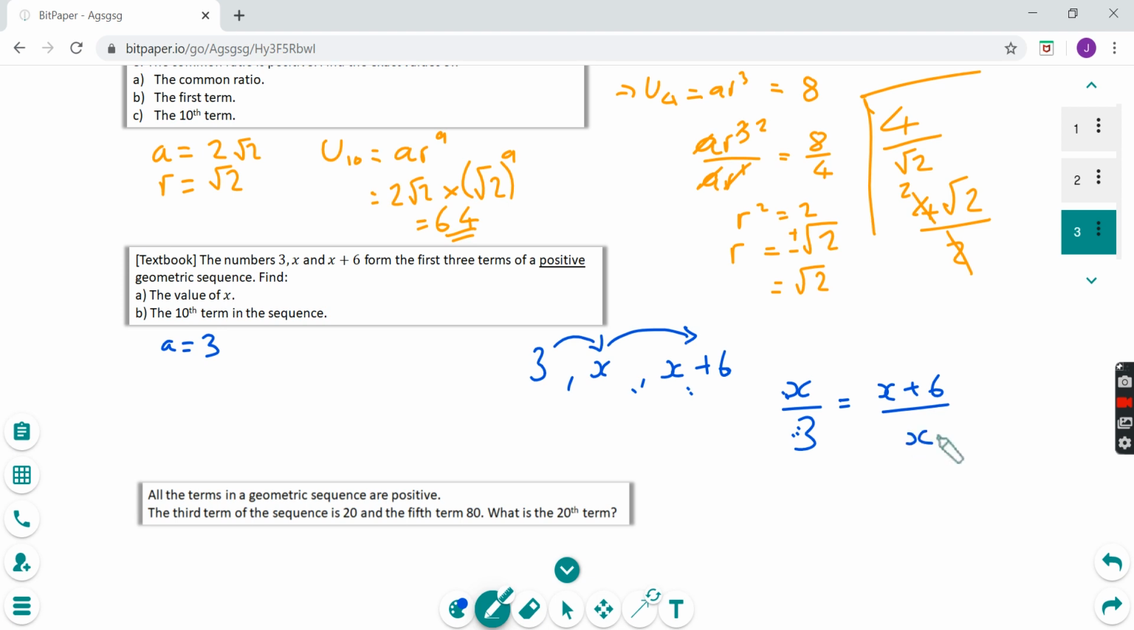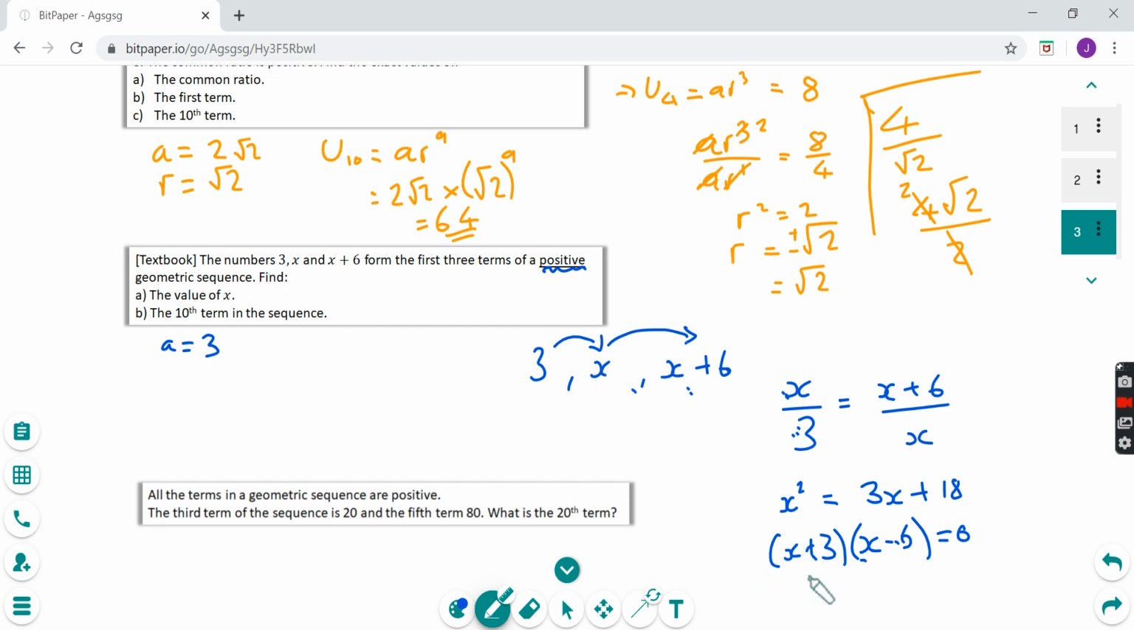So we end up with this. We cross multiply, we get x squared equals, let's just do that in one go, 3x plus 18. We factorize this as a quadratic, and we get x plus 3, x minus 6 equals 0. And it says positive in the question. It says they form some positive sequence here.